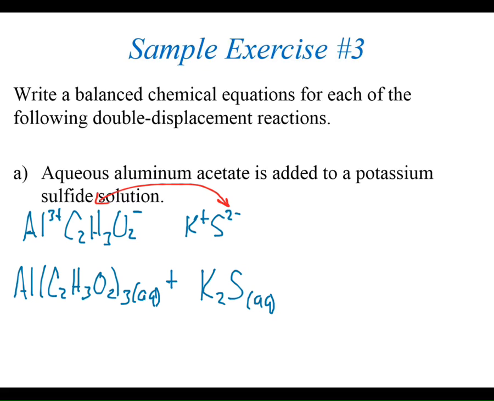Okay, so here's the charges already, right? Aluminum 3 plus and sulfide 2 minus. How do you put that together? Al2S3. And then potassium K plus with acetate negative. How does that combine? Right, just one of each. KC2H3O2. Good.